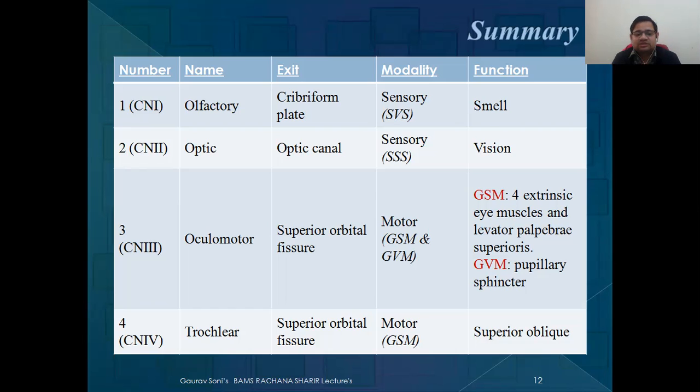Next, the fourth one is trochlear nerve. This is also going to get exit from the superior orbital fissure. This is a motor type, and it is going to do the function of the superior oblique muscle.